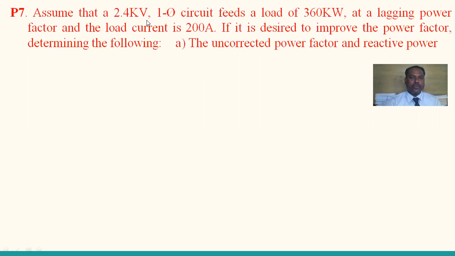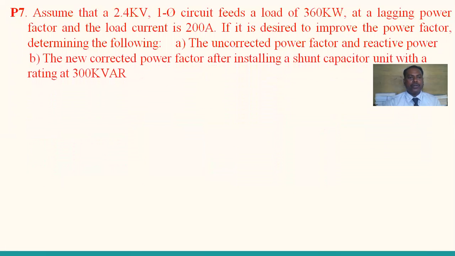a 2.4 kV single phase circuit feeds a load of 360 kilowatt at a lagging power factor and the load current is 200 ampere. If it is desired to improve the power factor, determine the following: in bit number 1, the uncorrected power factor and reactive power. And in bit number 2, the new corrected power factor after installing a shunt capacitor unit with a rating of 300 kVAR. So this is the problem.